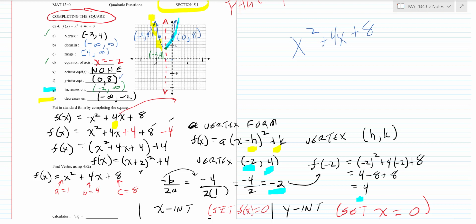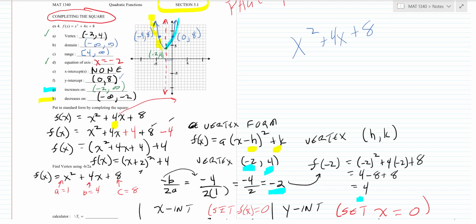So that's the complete problem that we're trying to learn how to do, is put all of our graphs together. The big work is vertex and x-intercept. Those are the hardest parts of the problem. Okay? All right, any questions?